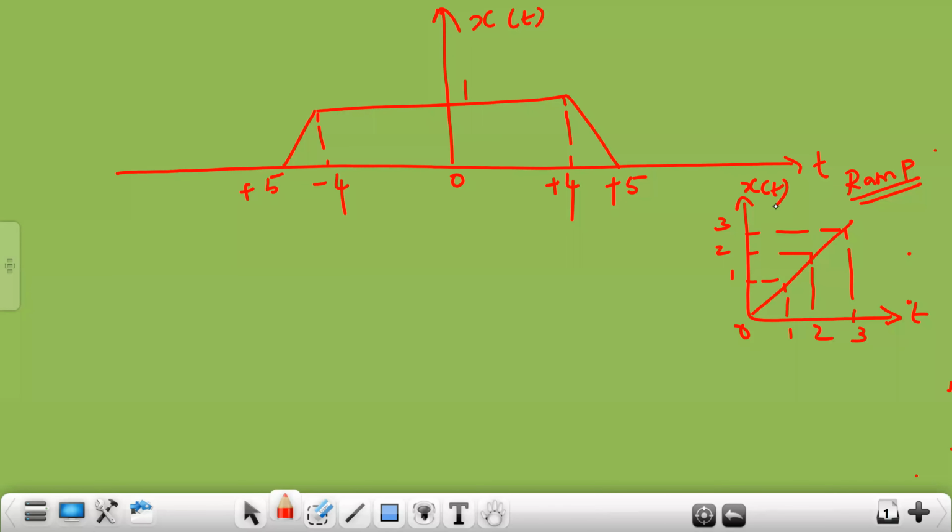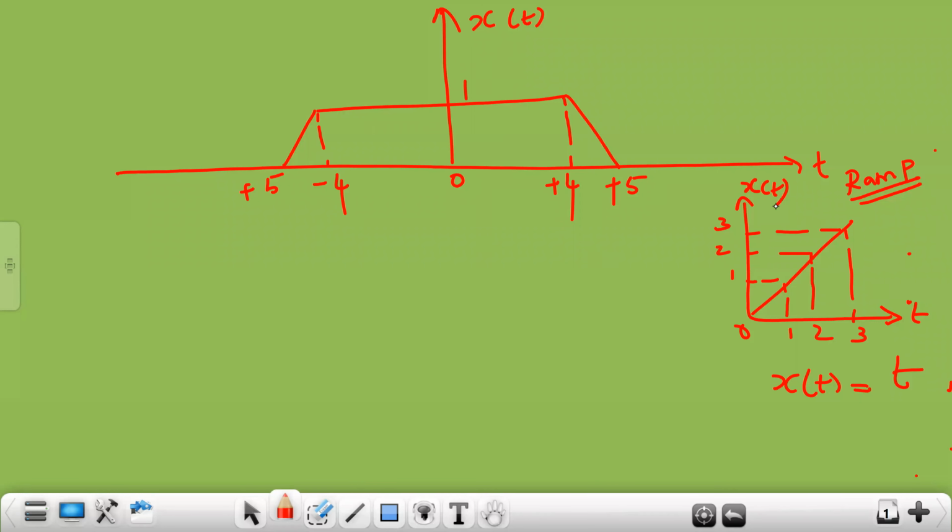So, can you convert this graph into an equation? y equal to x. Yes, y equal to x. So x of t equal to t. Very good. In the y-axis, you are plotting x of t. In the x-axis, you are plotting t. So whatever you are having in the x-axis, the same thing is produced in the y-axis also. So you can write the equation for x of t as t.